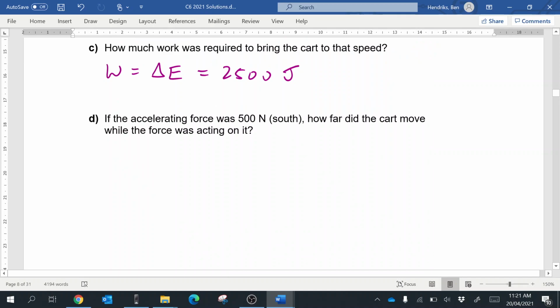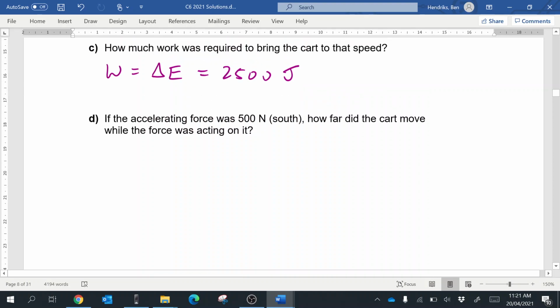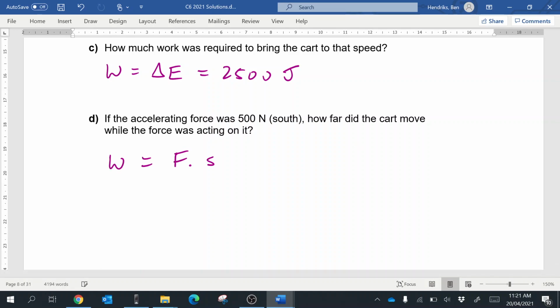If the accelerating force was 500 newtons south, how far did the cart move while the force was acting on it? Okay, so if the accelerating force was 500 newtons south, how far did the cart move? Well, work is also equal to force times displacement. Okay, so if we know that the amount of work was 2,500 joules, and this was 500 newtons south, times S, then S is equal to 2,500 divided by 500.